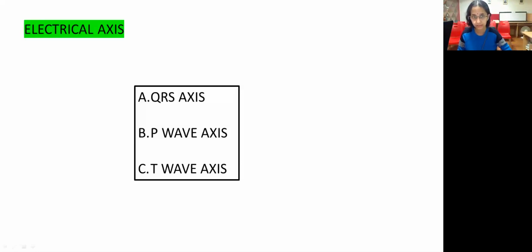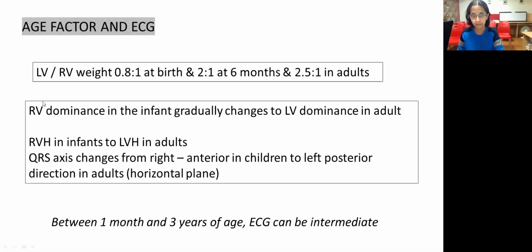As we understand, the axis determination is predominantly for the QRS complex, but it's also for the P wave and the T wave. First of all, we will understand the QRS complex axis determination. And for this, we need to understand the basic factor that there is a difference between the LV and the RV dominance starting from the fetal life to the neonatal period to the infancy to the adolescence.